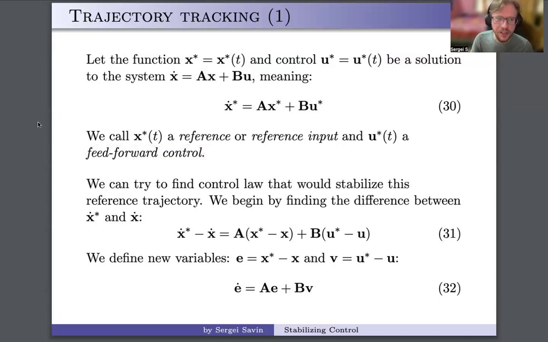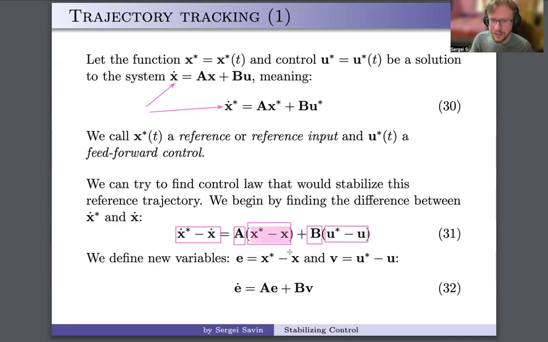Now, what we do is we find the difference between this equation, x dot equals Ax plus Bu, and this equation, x dot star equals Ax star plus Bu star. So the difference is x dot star minus x dot, which is equal to A times (x star minus x) plus B times (u star minus u), right? We just put A out of the brackets and B out of the brackets, and that's what we get. Now I introduce new variables.